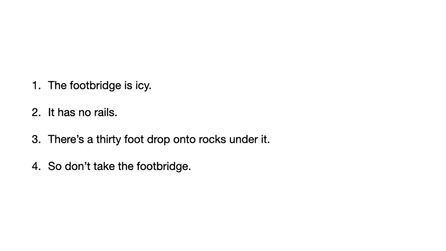The footbridge is icy, it has no rails, there's a 30-foot drop onto rocks under it, don't take the footbridge, right? If I were diagramming this argument, I would just do 1, 2, 3, all on the same level, conjoint support, arrow down, right? Perfectly good diagram, perfectly good argument as we have it here. At least it is if we're just at the level of informal logic, which is what we're at here, right?